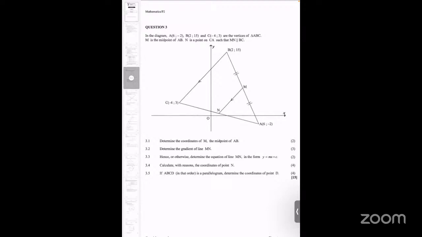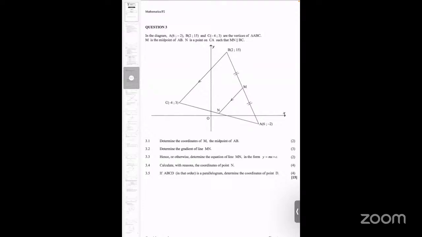M is the midpoint. Remember, the word midpoint refers to the middle point. So M is the midpoint of AB. N is a point on CA such that MN, where is MN, this MN is perpendicular to BC. Where is BC? There is BC. So that diagram looks like everything is represented in that statement, except that important information where we can see on the diagram that BM is equal to AM. That we can see because of those signs.